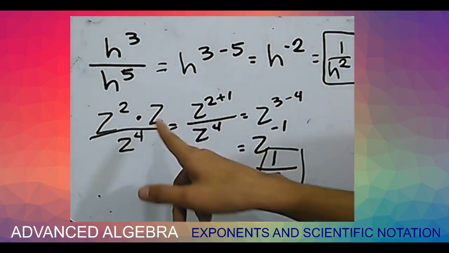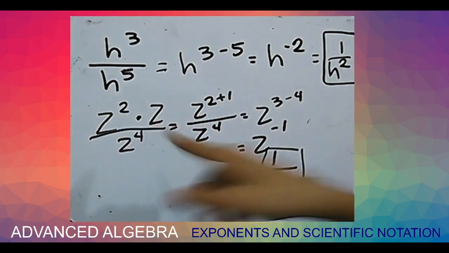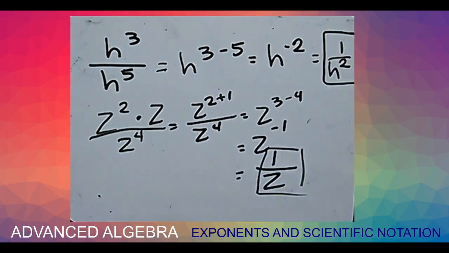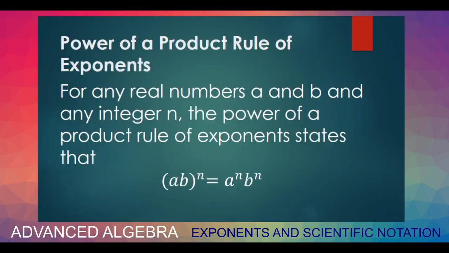Sa z squared times z over z to the fourth power. So, yan yung sa negative exponent rule. Okay, next na tayo. So, power of a product rule of exponent.